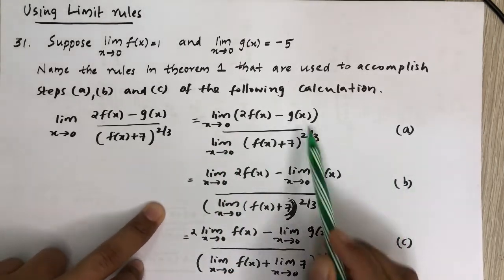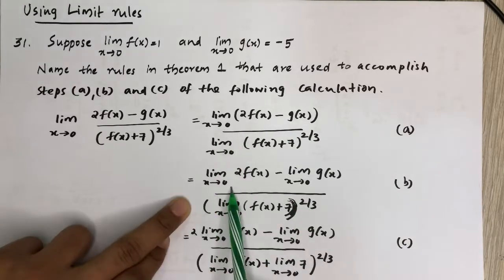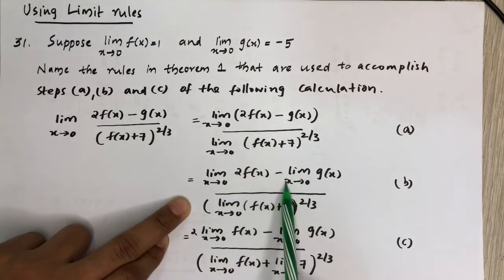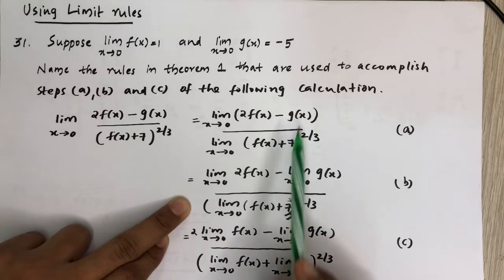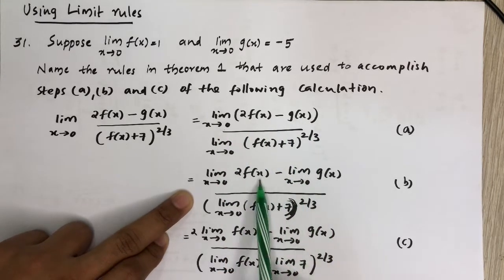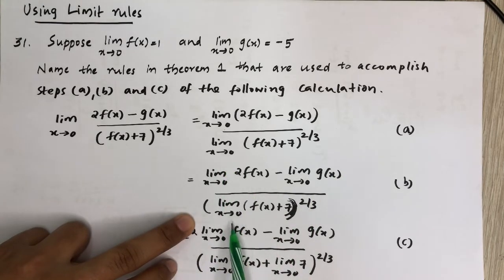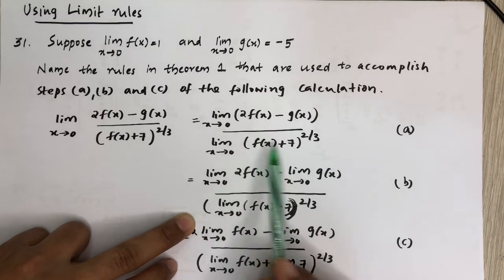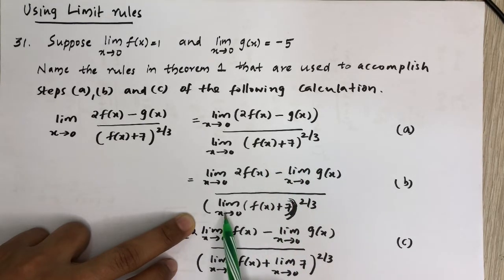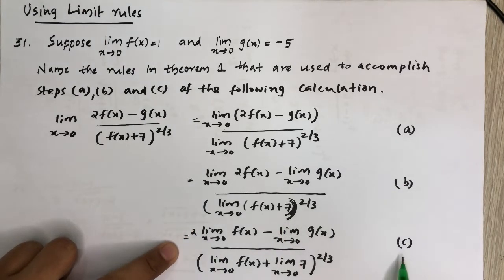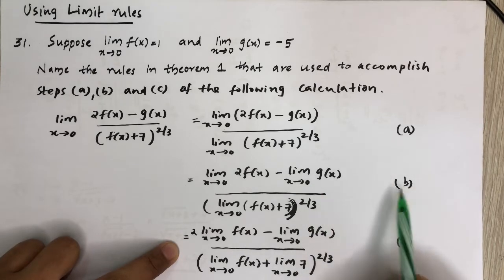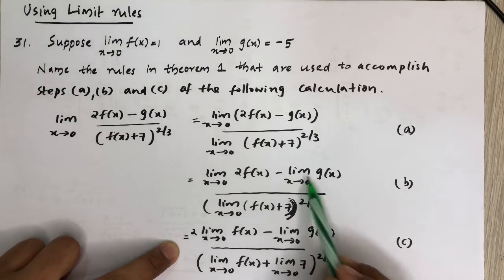Step B, look at step B. Here the limit of 2f(x) minus the limit of g(x). In the numerator we applied the difference rule, and in the denominator the limit of (f(x) plus 7) the whole power 2/3. Here the limit of the power becomes the power of the limit. So here we used the power rule. In step B, in the numerator we used the difference rule, and in the denominator we used the power rule.